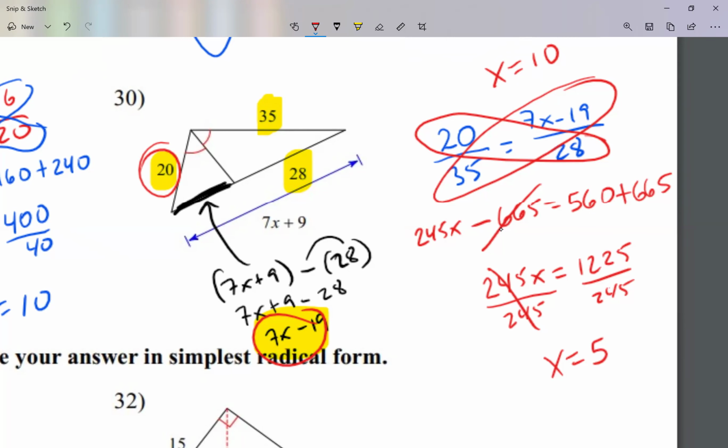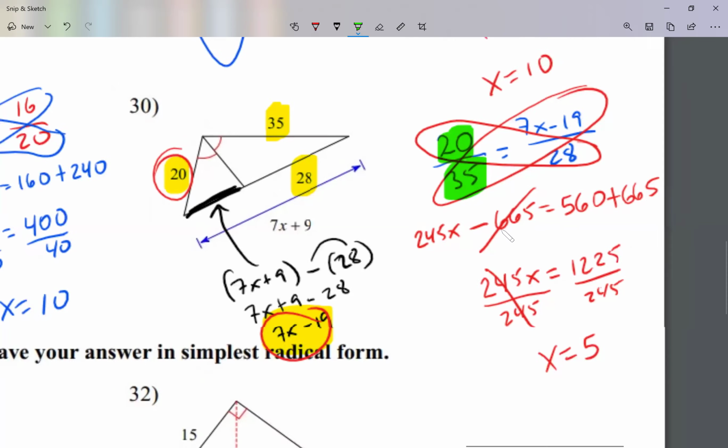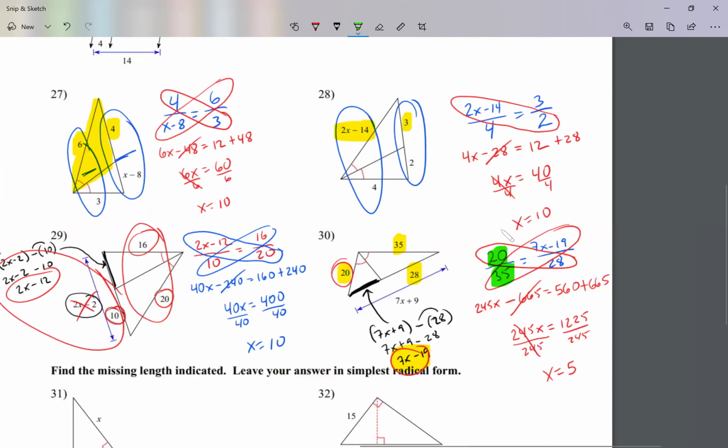Now, if you don't want to deal with big numbers, you can simplify your fractions. Remember how we had 20 over 35? You could have made the number smaller. If you divide each by 5, you get 4 over 7. That will make your number smaller to deal with. Now, if you have a calculator, then don't worry about it. Big numbers, you just type them in.